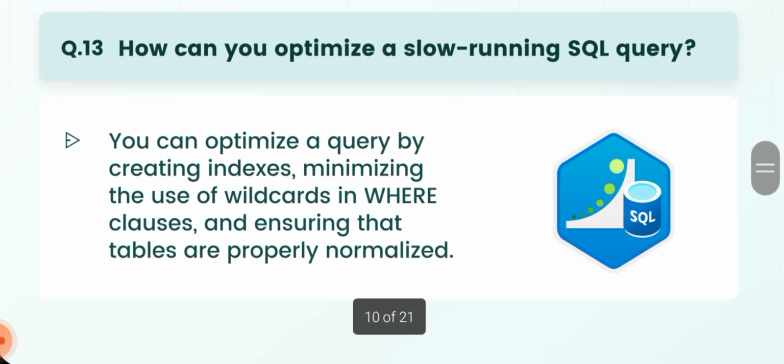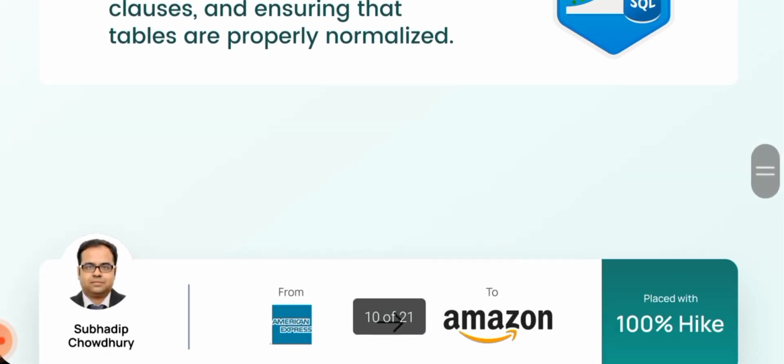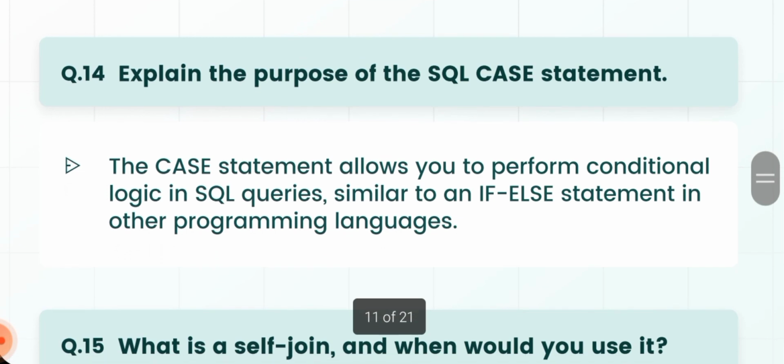Question number 13. How can you optimize a slow running SQL query? You can optimize a query by creating indexes, minimizing the use of wildcards in where clauses, and ensuring that tables are properly normalized.